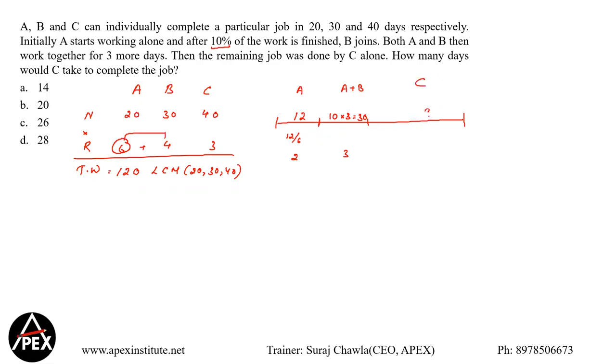So C would do how much? 42 plus 8 is 50, 50 plus 70 is 120. So C would do 78 units alone, and the efficiency of C is 3 units per day. Therefore, the number of days taken by C alone would be 26. And that is going to be your answer. So how many days would C alone take to complete the job? C would take 26 days.